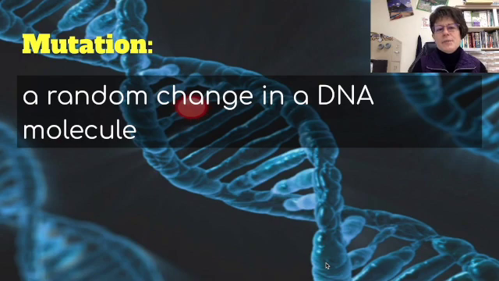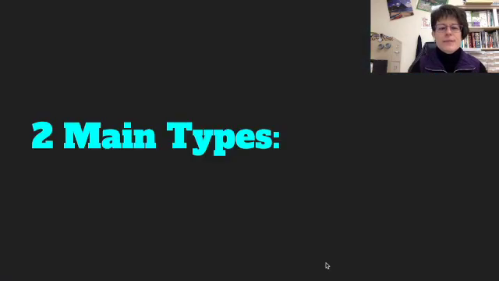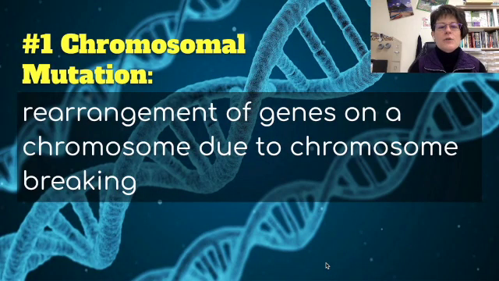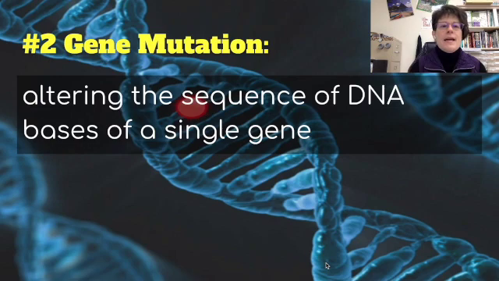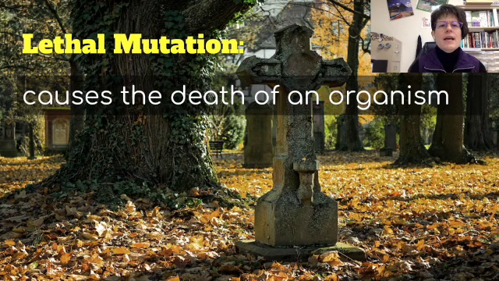So what is a mutation? A mutation is a random change in a DNA molecule. There are two main types of mutations. They are a chromosomal mutation, which is the rearrangement of genes on a chromosome due to chromosome breaking, and a gene mutation. This is altering the sequence of DNA bases of a single gene. And sometimes these mutations are lethal, which means that they cause death of an organism, but not always.